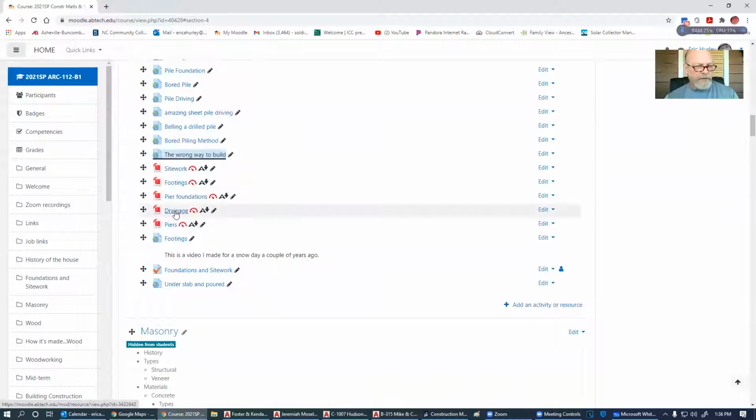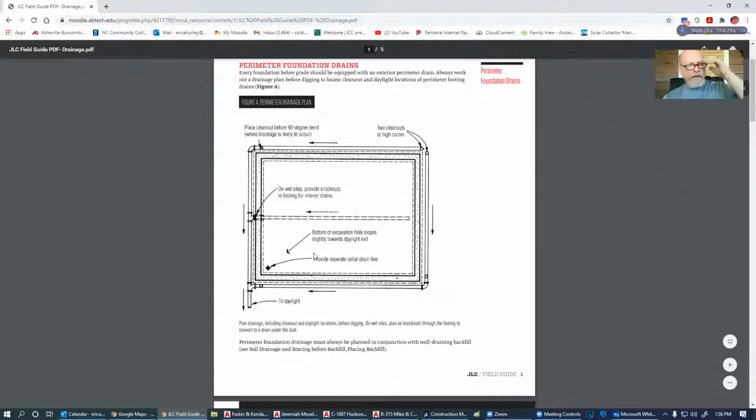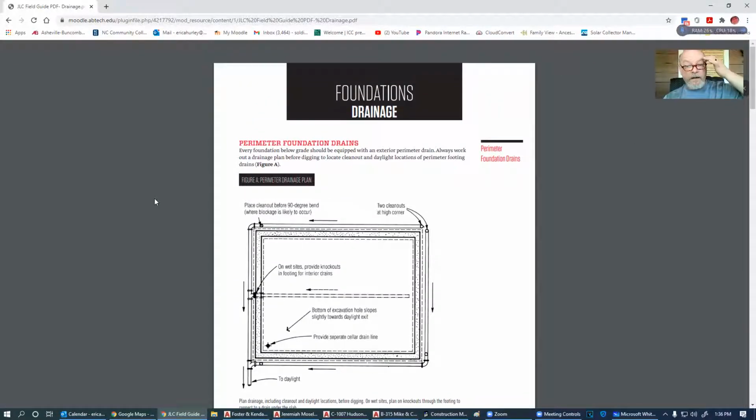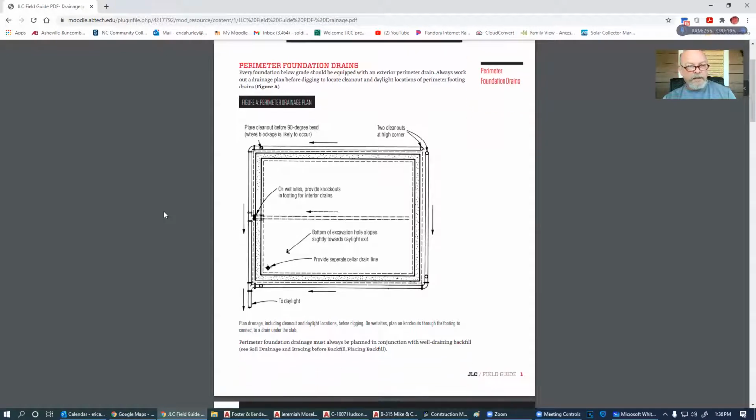Okay, so let's talk about drainage. I'm just pulling up the PDF from the Journal of Light Construction on foundation drains and the such. Let's talk about that for just a little bit. And while we're on the notion of drainage, if I go on to something else, remind me to come back and talk about septic systems as well.